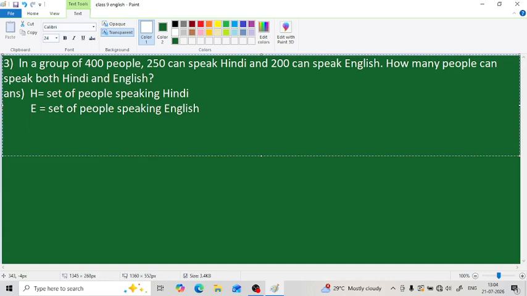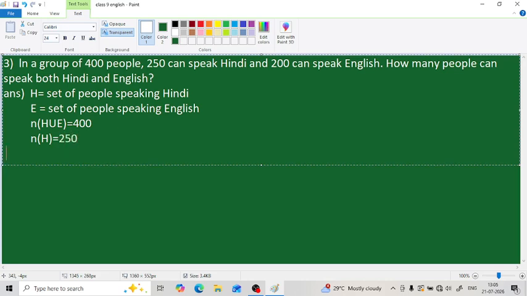It is given that there are 400 people in total, grand total is 400. So what does it mean? n of H union E equals 400, because there are 400 people in total. Then 250 can speak Hindi, so n of H becomes 250. Then it is also given that 200 people can speak English, so n of E will be 200.